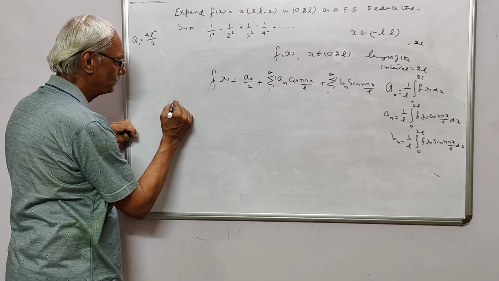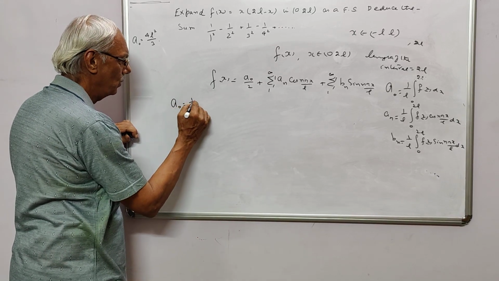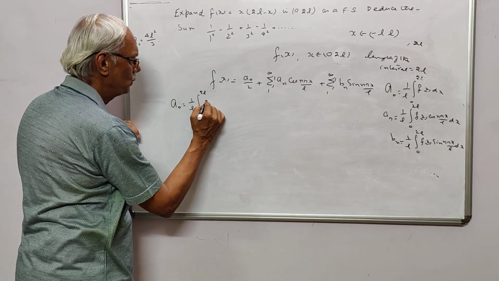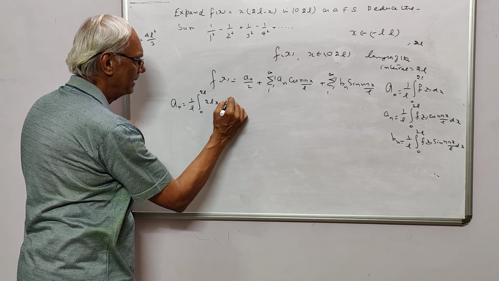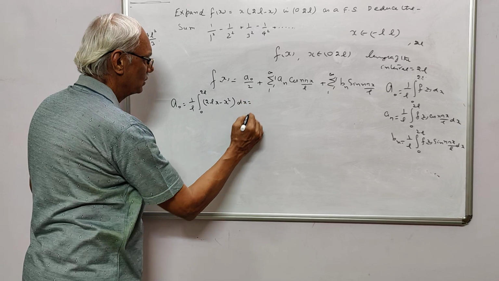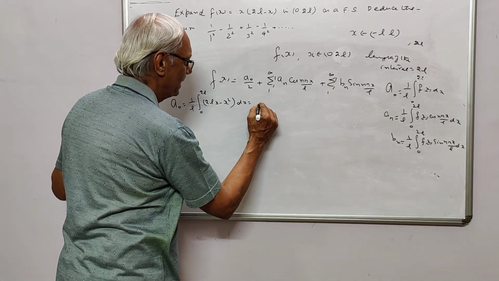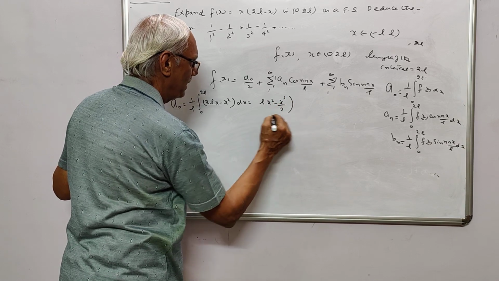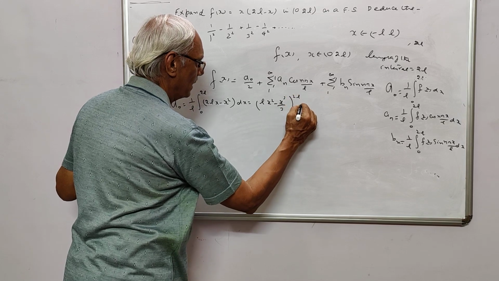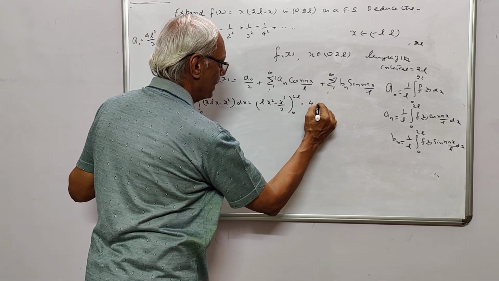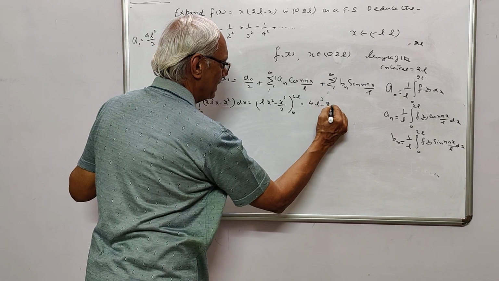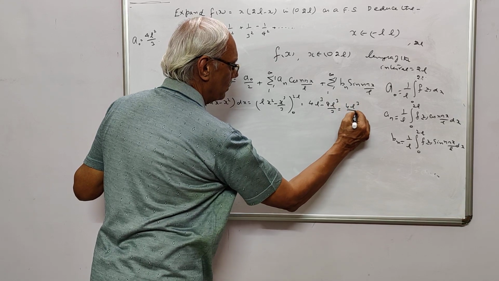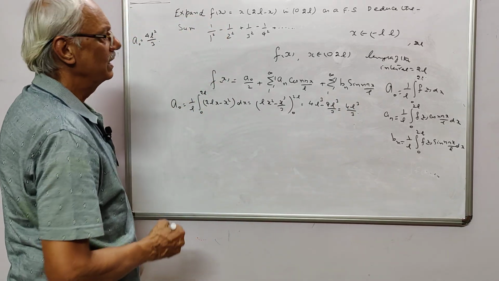Now we will start finding the values of a naught and an one by one. What is your a naught now? A naught is equal to 1 by l, integral from 0 to 2l of 2lx minus x squared dx. When you integrate this, it is nothing but lx squared minus x cubed by 3, from 0 to 2l. So this is 4l cubed minus 8l cubed by 3, which is equal to 4l cubed by 3. So this is your a naught.